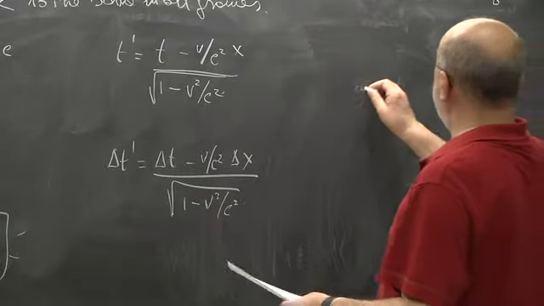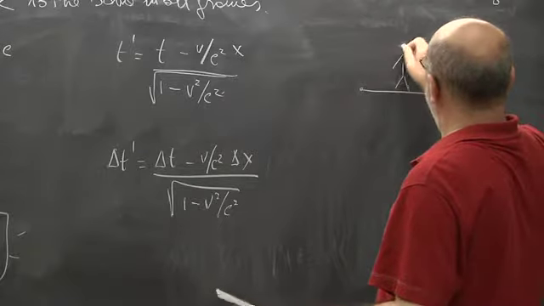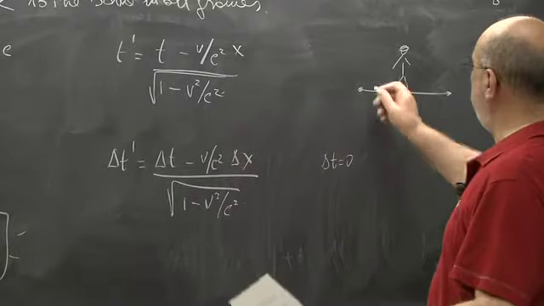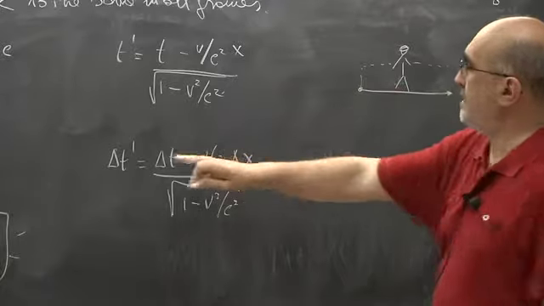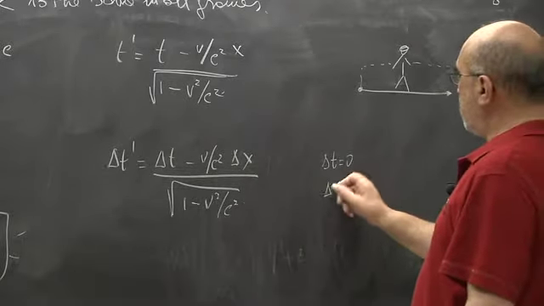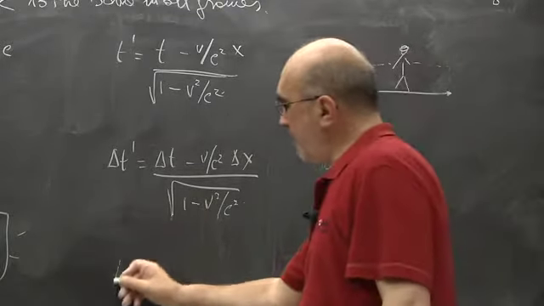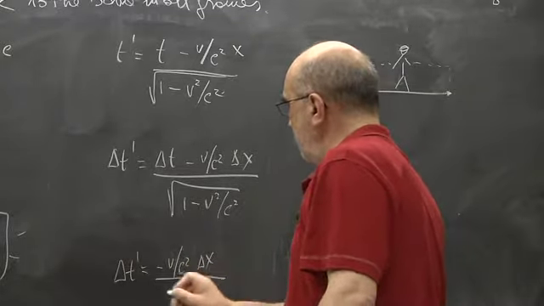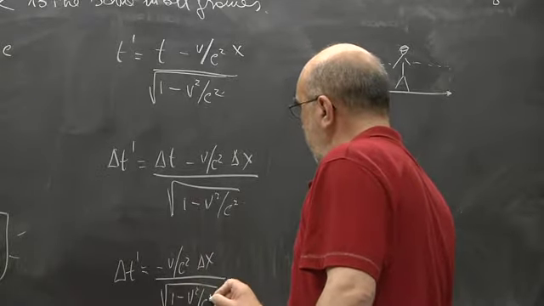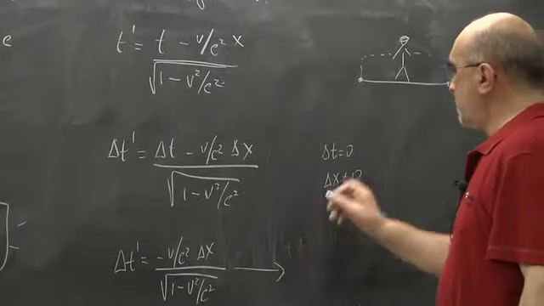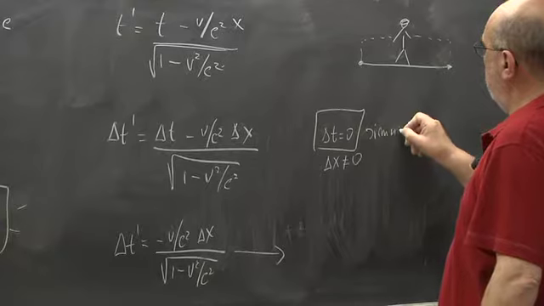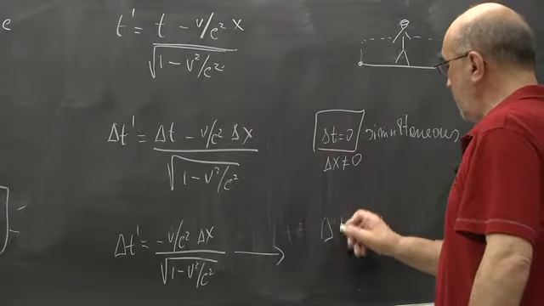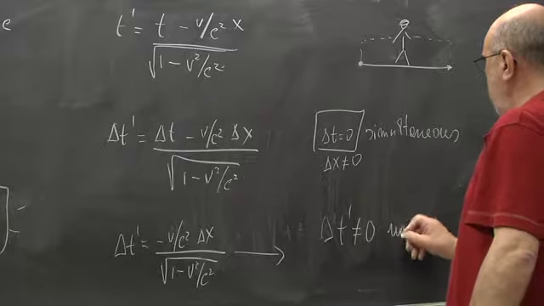Now, let's remember when we did the simultaneity. In the frame unprimed, delta t is equal to zero. The two events were simultaneous, so the difference in time is zero. But delta x is different from zero. Then what you get is delta t prime equal to minus v delta x over c squared, divided by 1 minus v squared over c squared. And so from here you see that even if they were simultaneous in one frame, the difference in time is delta t prime, which here is different from zero. They are not simultaneous.